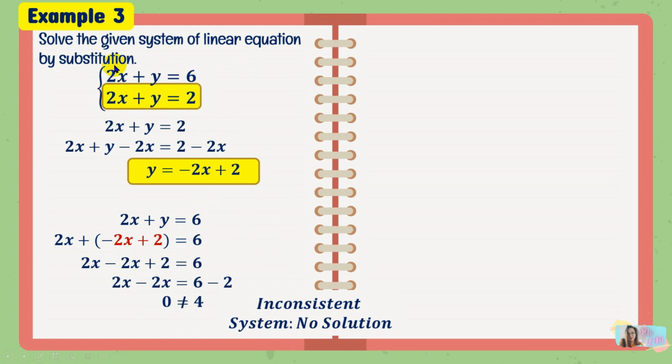Tandaan po, kapag meron tayong solving systems of linear equation by substitution at ang naging result ay ang isang side ay 0 or ito pong ating may variable na x ay naging 0 and then yung ating constant ay may value, 0 is not equal to the value of the constant. Again, inconsistent po yan. Kapag 0, 0, dependent. Kapag 0 and then may value si constant, yun po yung inconsistent and no solution.